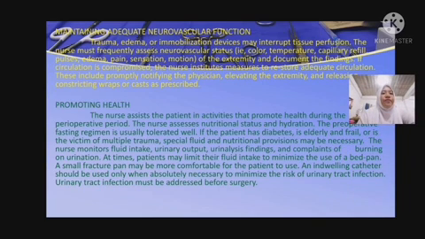The nurse monitors fluid intake, urinary output, urinalysis findings, and complaints of burning on urination. At times, patients may limit their fluid intake to minimize the use of the bedpan. A small fracture pan may be more comfortable for the patient to use. An indwelling catheter shall be used only when absolutely necessary to minimize the risk of urinary tract infection. Urinary tract infection must be addressed before surgery.